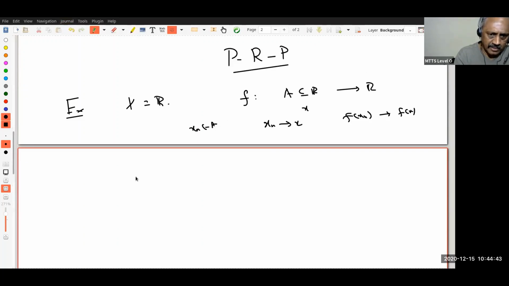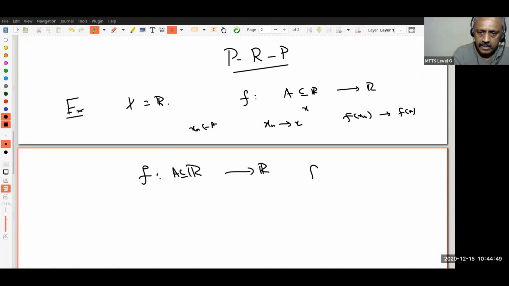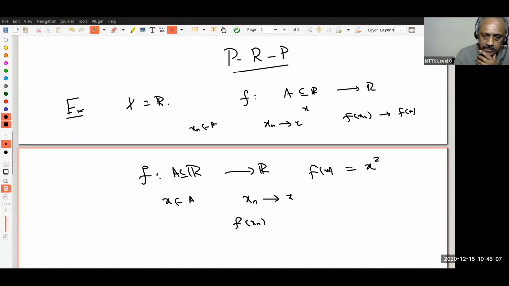So let us look at a very concrete function. Suppose f from R, or even a subset A of R, let us say f(x) equal to x squared. You will see the beauty of our definition. Now fix a point x in A and start with any sequence xn which converges to x. What do I have to prove? I have to prove f(xn) converges to f(x).